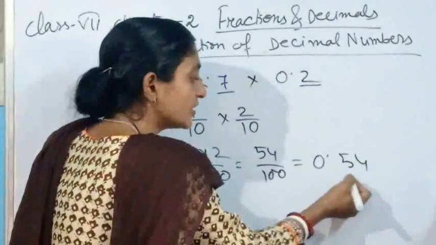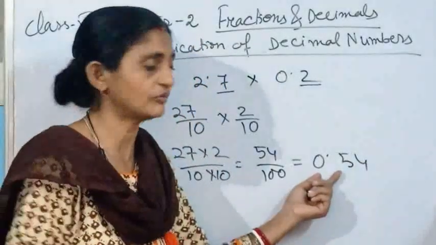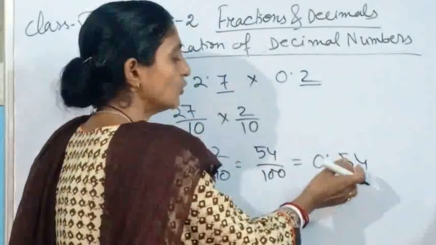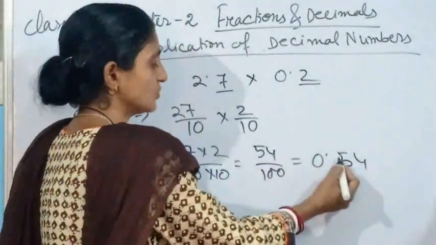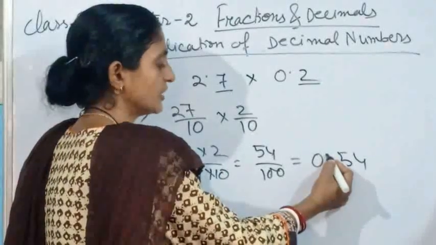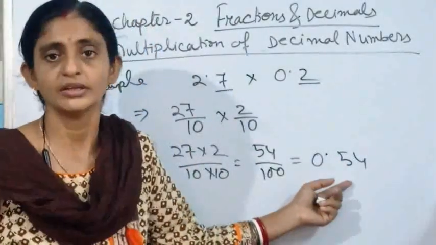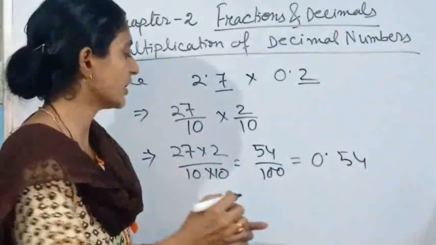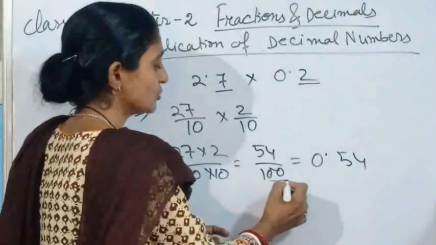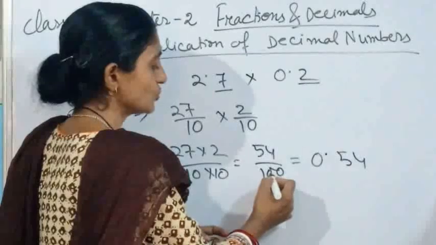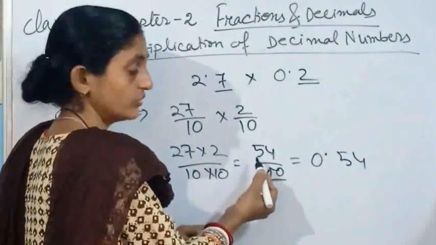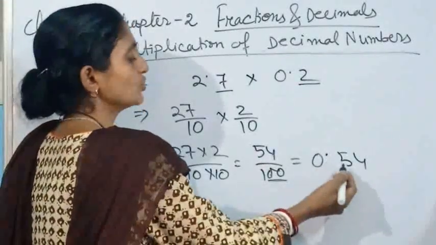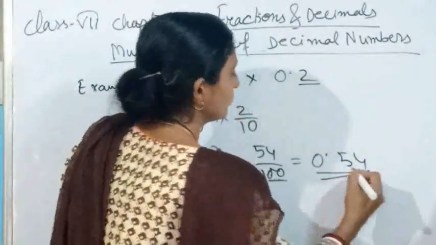So from the right hand side towards the left we will count. Here the first is the ones place, then the hundredths place, so here I am putting the decimal. Based on that you must just follow how many zeros are there. As it has two zeros, we start counting from the right hand side and move towards the left, then we put the decimal. So in this case your answer will be 0.54.